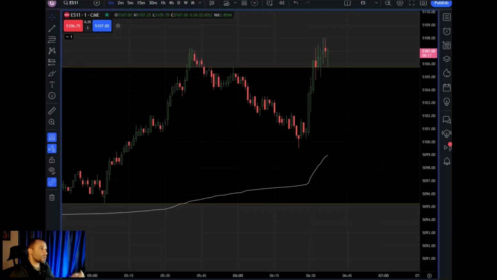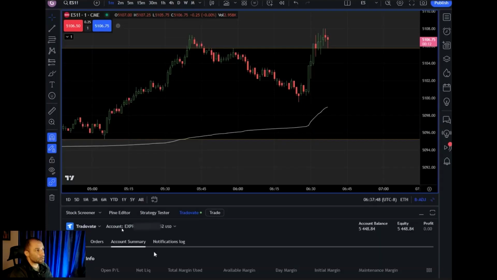So this is just a recap of the trades that I took today, Monday, February 26th, 2024. I called out these trades in the Discord group for everybody to take. So let's go through it. I'm on Top Step. I'm on an express funded account.